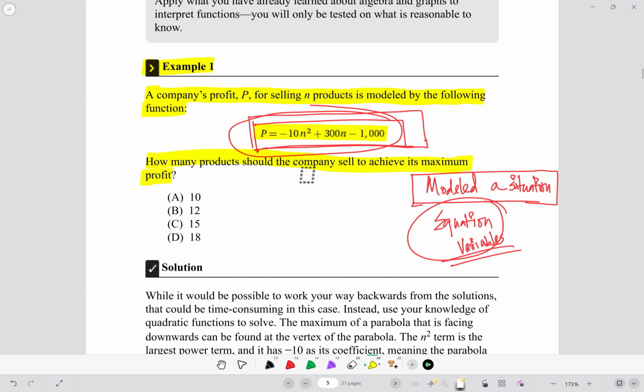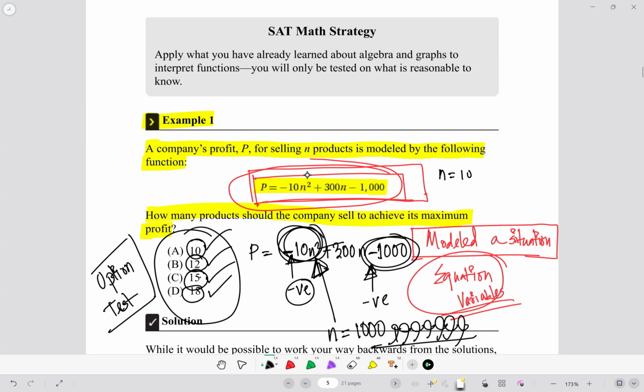If you do the option test, for n equals 10, what is the value of P? For n equals 12, P equals what? For n equals 15, P equals what? For n equals 18, P equals what? You just need to find the corresponding P for each n, and then compare the P values. Which P is the greatest?